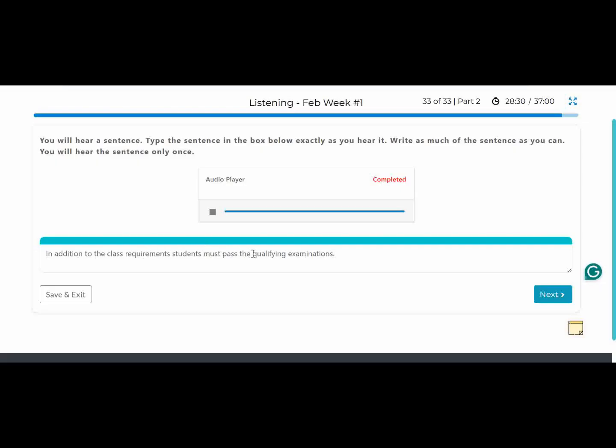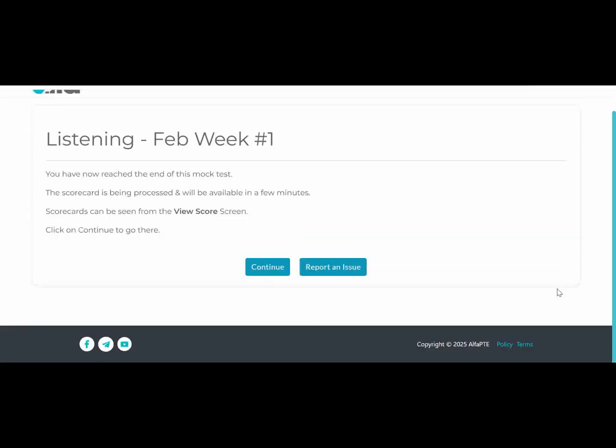Students must pass the qualifying examinations. So you must take care of the plural words. In addition, requirements should be plural, then students is plural, then examinations is also plural. So let's check it. So we are continuing.